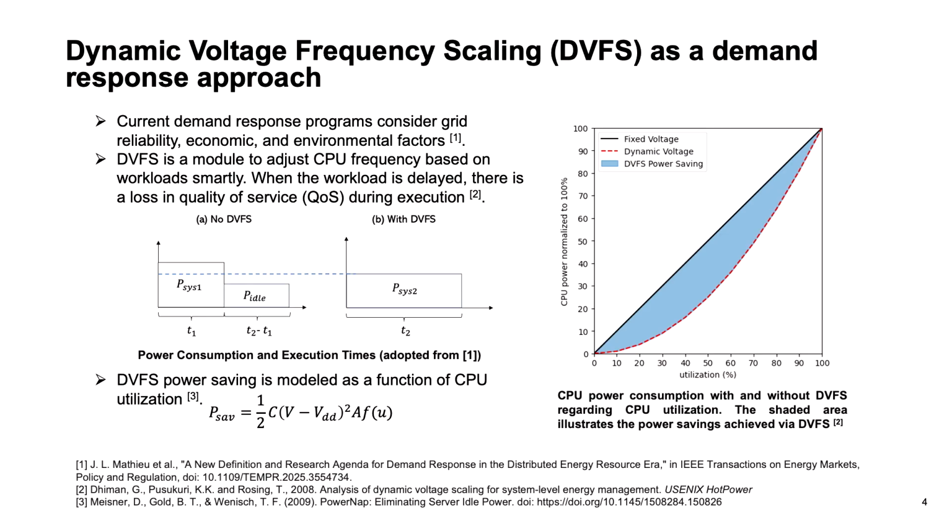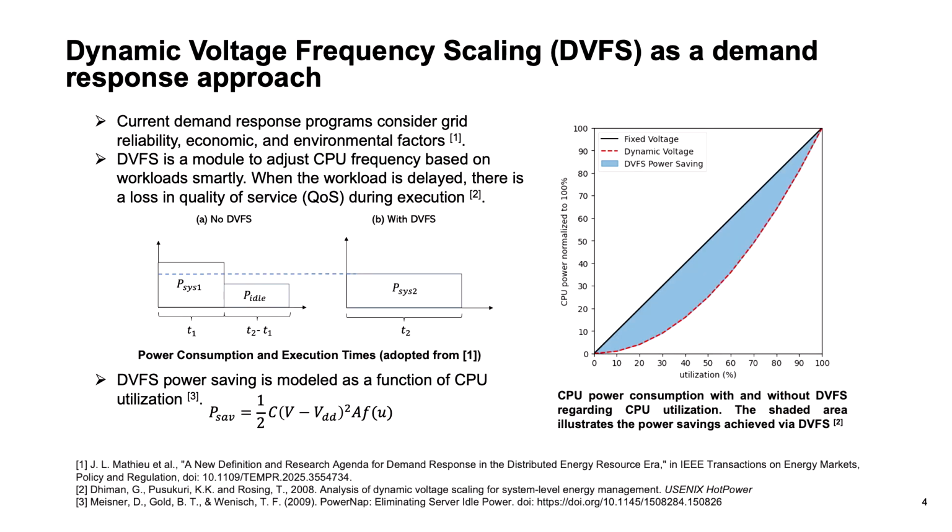And the power saving from DVFS can be modeled as a second order function in terms of the utilization. You can do a more fine-grained calculation, but roughly the blue shaded area is what the power saving can produce because of the dynamic voltage frequency scaling mechanism.